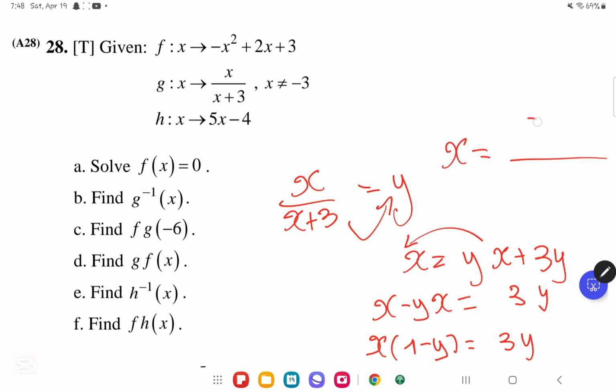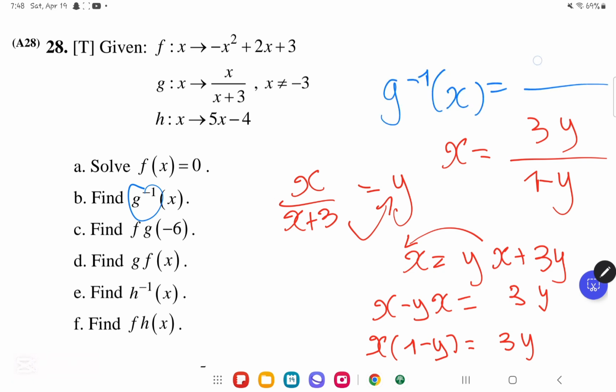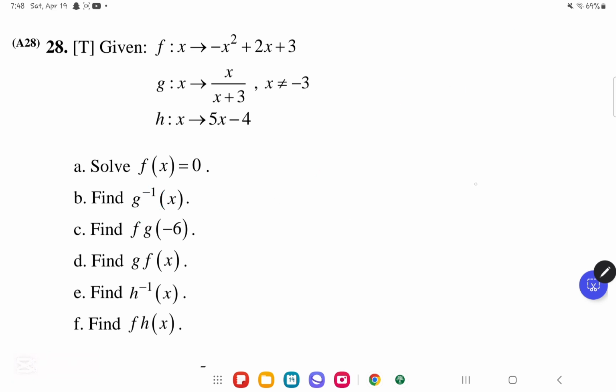So x is equal to what? It's equal to 3y over 1 minus y. Now switch what? Switch the y with x and the x with f inverse, not f, they want g inverse, with g inverse. So g inverse of x is equal to what? It is equal to 3x over 1 minus x. So that is it for part B.